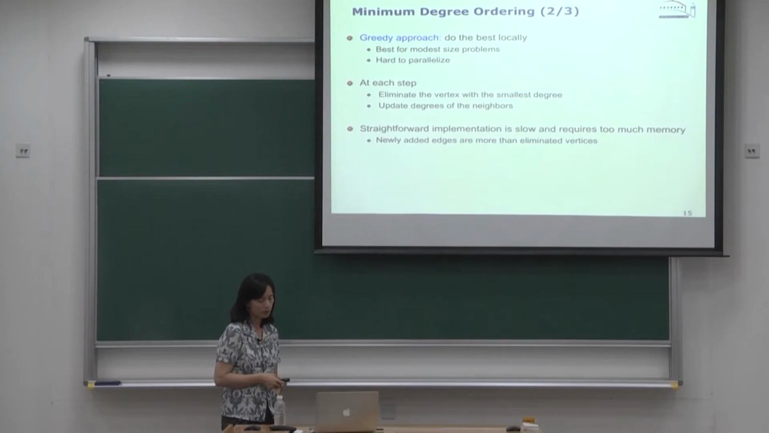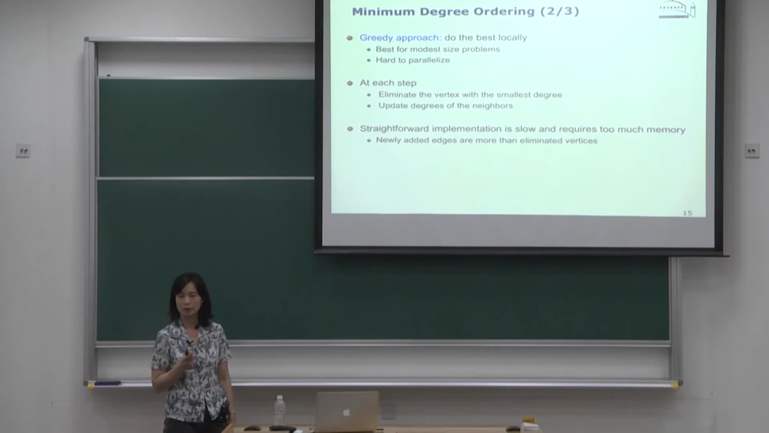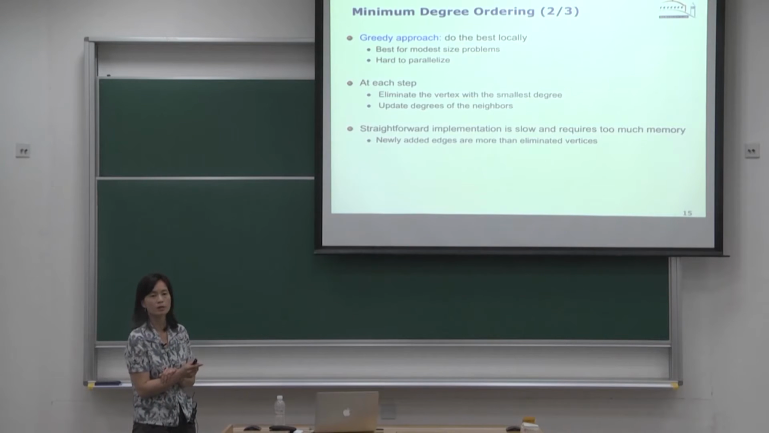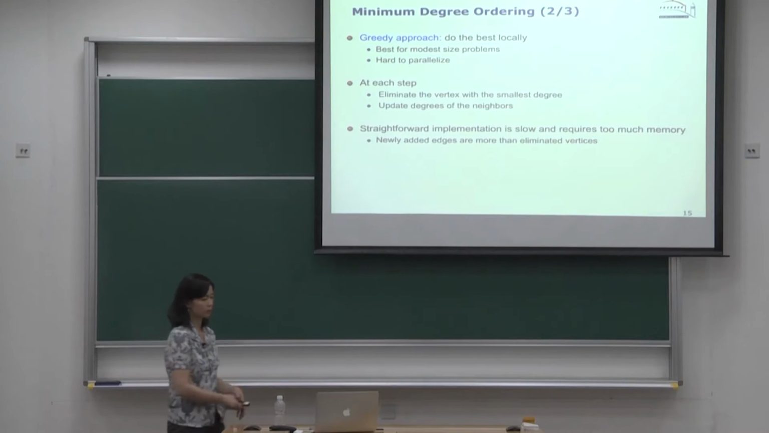The rule is simple, but implementation-wise, if you just follow this, it's very slow. Also, it requires more memory. Why does it require more memory if you just do this? More than the original matrix A? Because you have to keep track of the red edges, the fill, right? Every time you change the graph, you add some edges, and then you need to keep bookkeeping to do that.